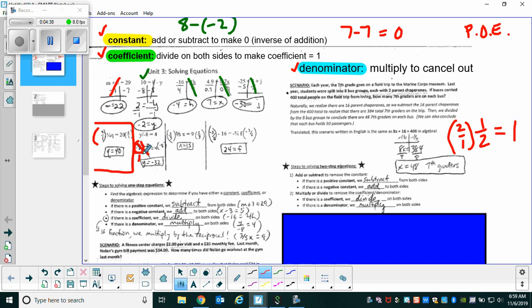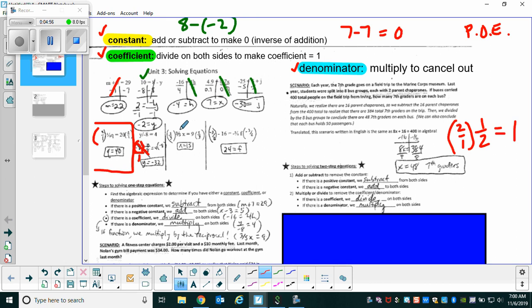And so for this one, we just multiplied both sides by the denominator, and 4 times negative 8 is negative 32. And of course, to check, you've got your negative 32 divided by negative 8, and that is a positive 4. For the next one here, we've got another coefficient that's a fraction, so we've got a 3/5 x.